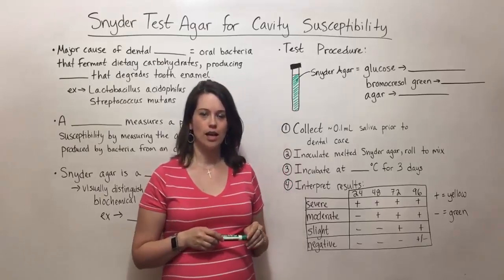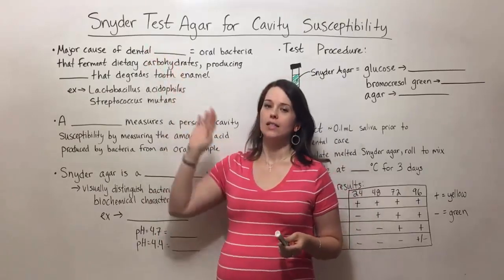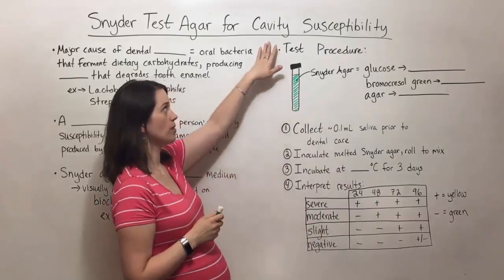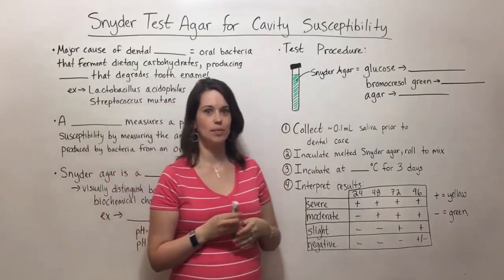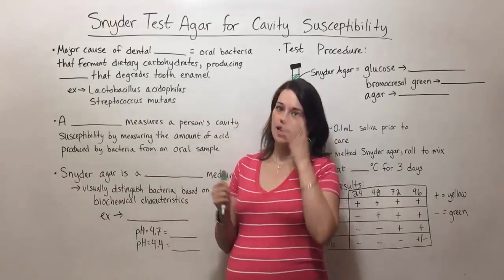Today we're going to be talking about a specific laboratory test called the Snyder Test, which uses Snyder Test Agar to determine a person's cavity susceptibility. So first of all, let's think about what causes cavities.